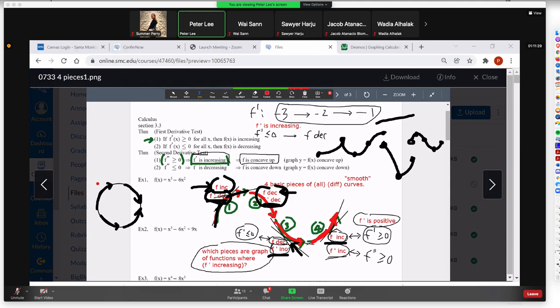Sometimes we say f is increasing, and that's the same thing as saying f prime is positive. So these also mean the same thing. Sometimes we say f is increasing, or sometimes we say f prime is positive, if the function is differentiable. But sometimes the function is not differentiable, and in that case they're not the same. But if the function is differentiable, then these two mean exactly the same thing. So here, let me write it here. This right here and this right here mean the same thing, if it's differentiable.